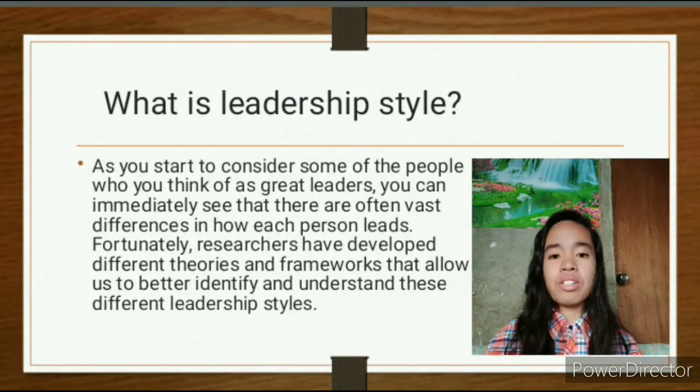As you start to consider some of the people who you think of as great leaders, you can immediately see that there are often vast differences in how each person leads. Fortunately, researchers have developed different theories and frameworks that allow us to better identify and understand these different leadership styles.